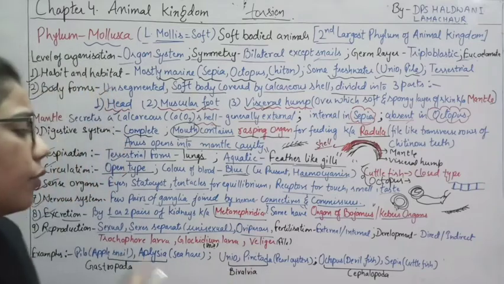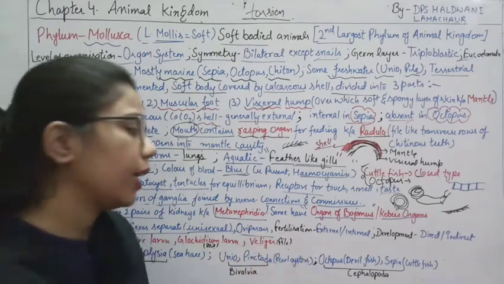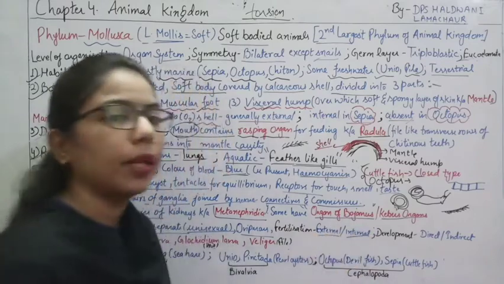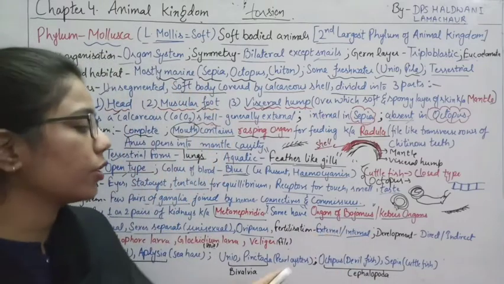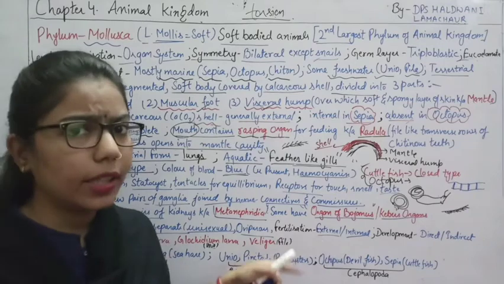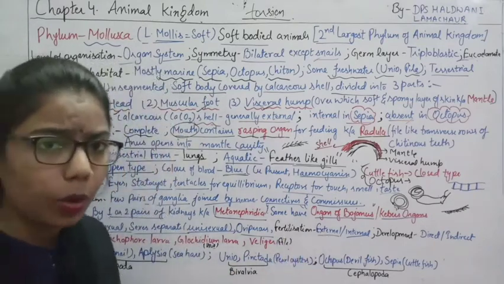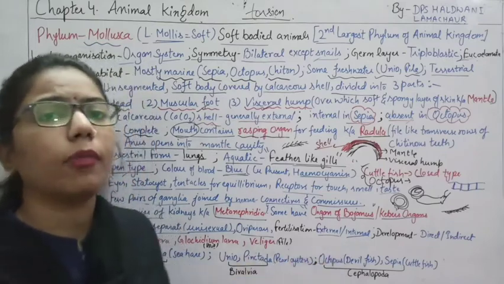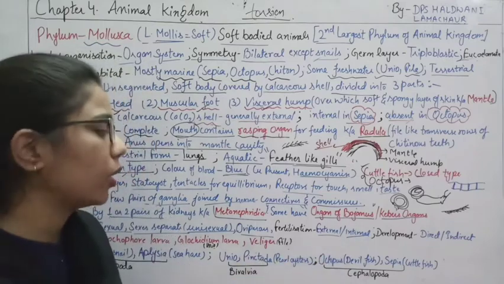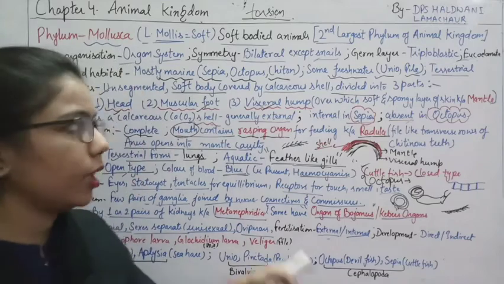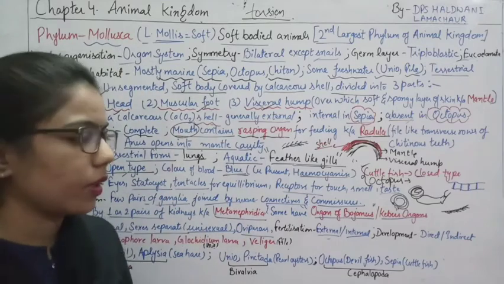As well as if you talk about the fertilization, fertilization can be external or it may be internal. You know about the fertilization. External means that when they are sending their gametes outside of the body, and internal when the development takes place inside the female body. So any of the fertilization can take place in case of mollusca, right?